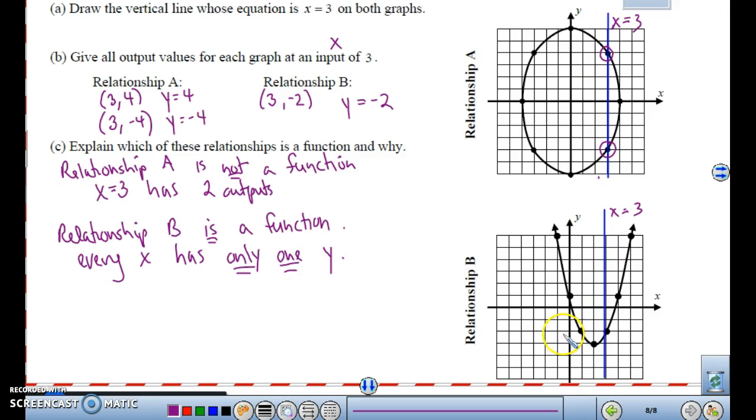Now, notice when we drew this line, it doesn't matter where we draw the line. If you draw a vertical line, and it hits the graph in more than one space, it is not a function. That is called the vertical line test.